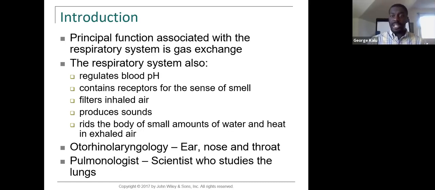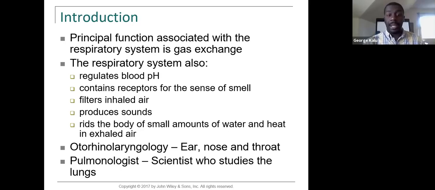In addition to gas exchange, the respiratory system can also do a few other things. It's important to help regulate your blood pH. It helps with your sense of smell, because it has certain receptors called olfactory receptors, which we'll take a small look at later on in the semester. There's also the ability to filter any air that comes in. When we're breathing in, we're not just breathing in air, we're breathing in a lot of other stuff we don't want, like ash, debris, pollen, bacteria. The respiratory system helps filter all that out and makes sure we're able to get it out of our bodies.